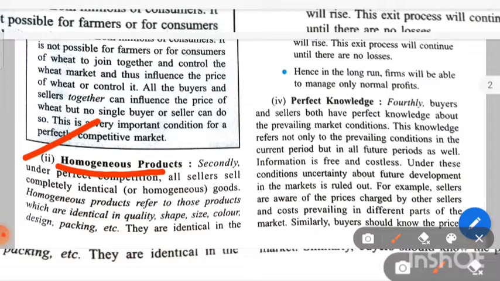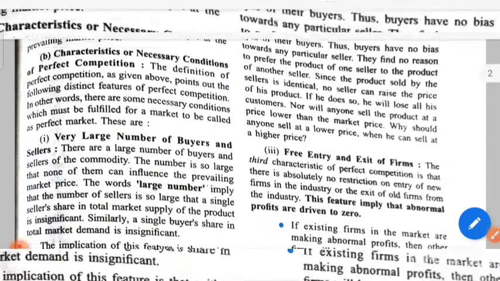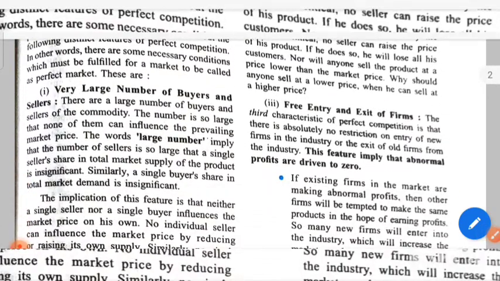To be a perfect competition situation, there should be identical product. Identical product means exactly the same product in quality, in shape, in size, in color, in design, in packing, in everything. The size should be equal, the quality should be equal, the product should be equal. Then comes another feature, free entry and exit.